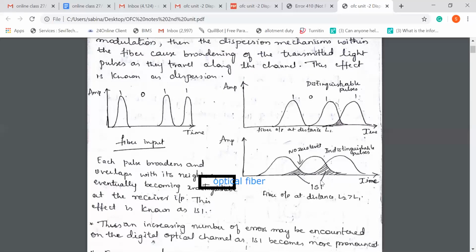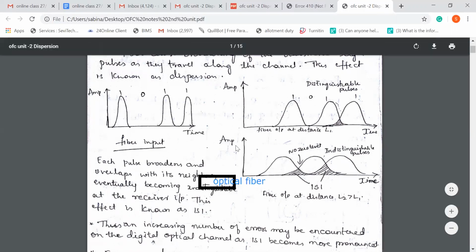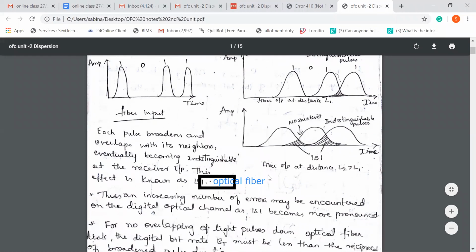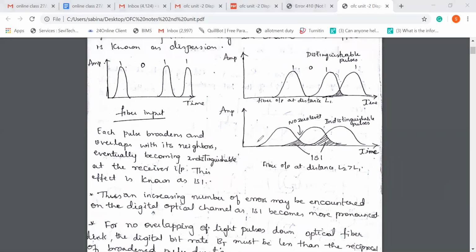So you can see that you can't distinguish which one is zero. Now your data has totally changed, and this overlapping part is called intersymbol interference. It happens in the receiver part. You can see that each pulse broadens and overlaps with its neighbors and becomes indistinguishable at the receiver output, and this effect is known as ISI. That is very important, this ISI.